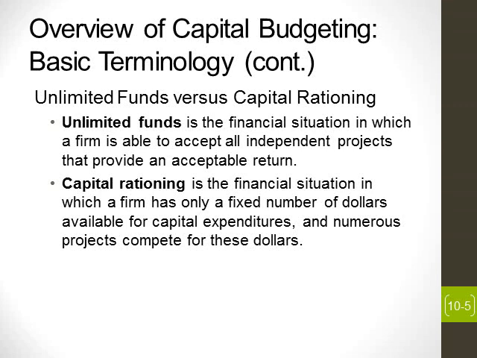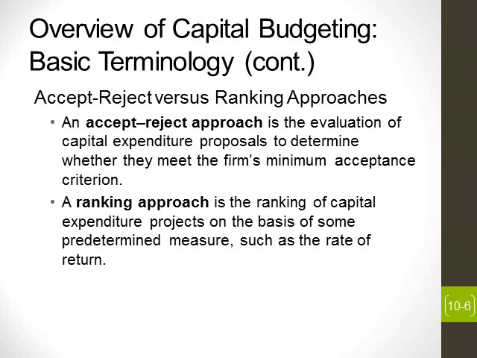In some cases, you might have unlimited funds, and that would basically mean you can spend as much money as you have. But in most cases, the company will have to impose some kind of capital rationing. And that's the situation in which the firm has a fixed amount of money for these capital expenditures. And of course, since you're all studying economics, you know that resources are limited. So that would be the typical situation that most companies would in fact have.